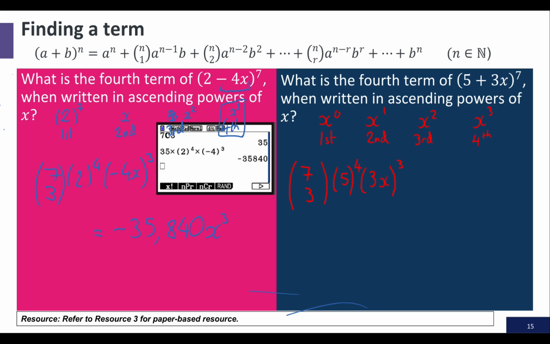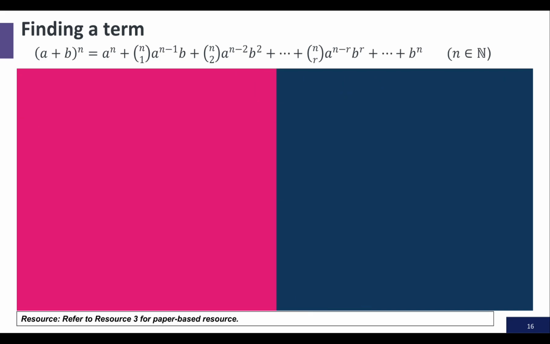Okay, so let's review. How did you get on? It's very much similar to the previous one. And there we go. Ends up massive. But I'm sure you'd rather do that than write out the full 5 plus 3x to the power of 7, 7 brackets in a row trying to multiply that out. So that focuses on ascending powers of x.